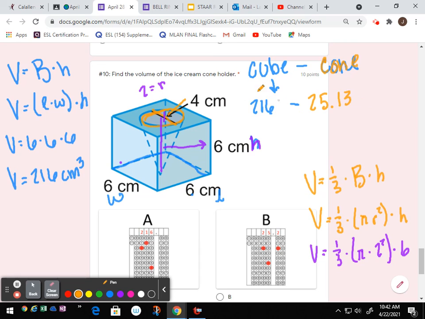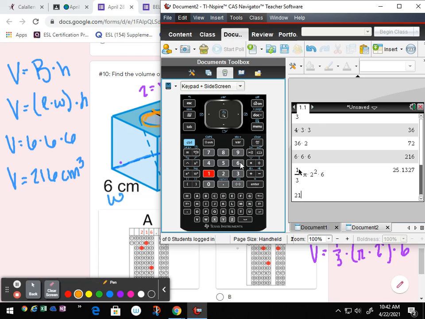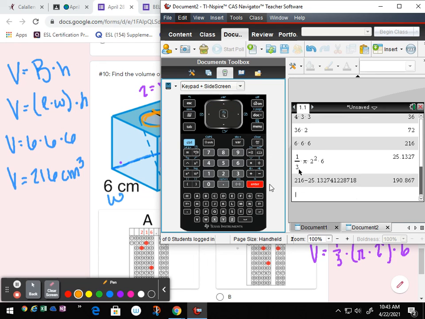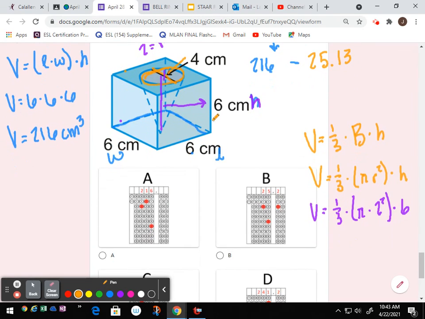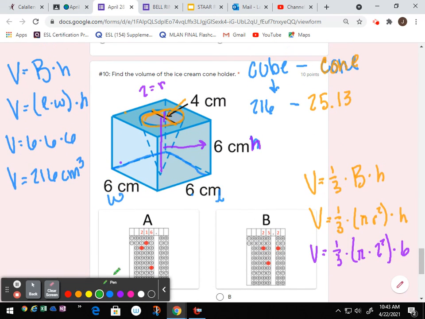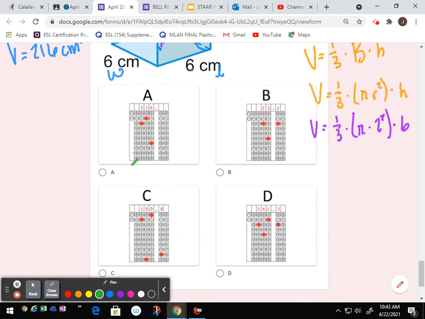So what do we do now? We're going to take this number from our cube and this number from our cone, and we're going to subtract the two. So we have 216 minus, and we'll take this number up here and subtract the 2. We'll press Enter. We get 190.8. So when we subtract these two, like we set up here, we get 190.8. And now let's see if we can see that answer choice. Answer choice C says 190.8, and it is bubbled correctly. So C is our answer for number 10.